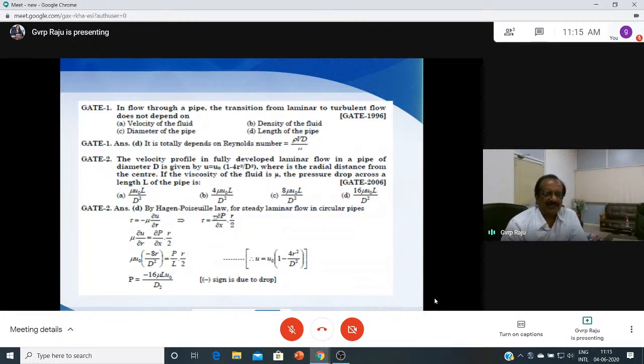The second one: the velocity profile in a fully developed laminar flow in a pipe of diameter D is given by u = u0 (something like that), where r is the radial distance from the center. If the viscosity of the fluid is mu, the pressure drop across the length L of the pipe. We have an equation here. As I told you earlier, this is 32 mu V L by D square. So 32 mu V L by D square; you can take the answer D. This is Hagen-Poiseuille's law. The answer is D here.